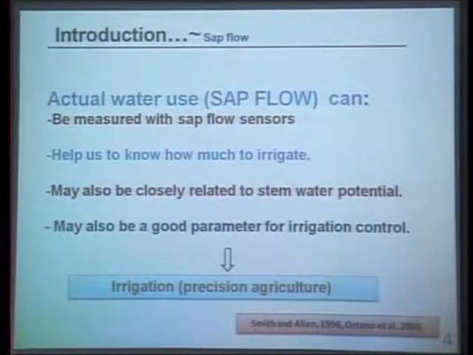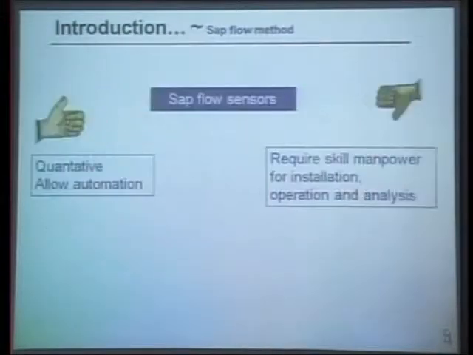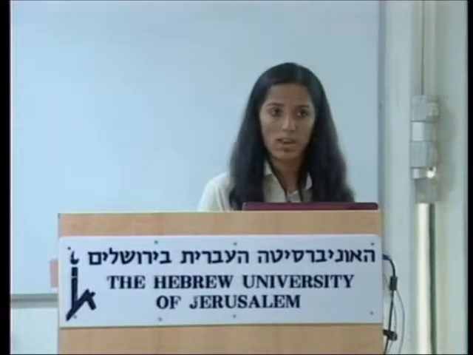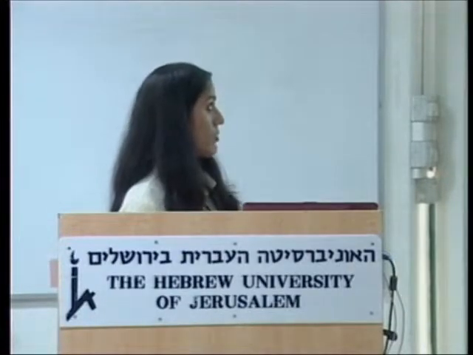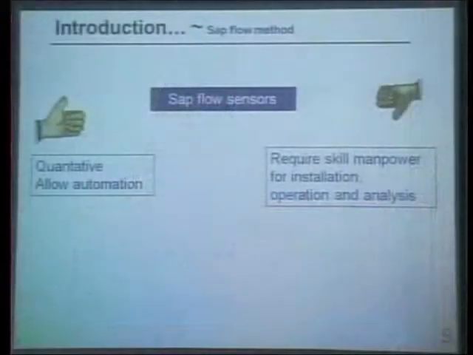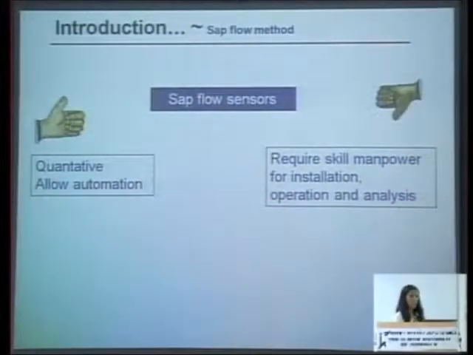According to different scientists, Smith and Allen 1996 and Orento et al. 2006, as I told, the sap flow method helps to predict our water demand. Although there are various techniques such as evapotranspiration and thermal plant heat balance, these techniques are based on evaporation, while the sap flow method is based on transpiration. So it is more specific than the evapotranspiration and plant heat balance methods.